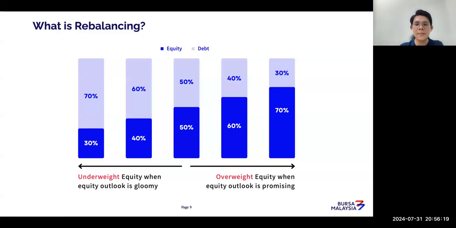But when we see the stock market is very good, the valuation is not very high, it's very cheap, what we do is we sell off our bonds and then use the capital to buy into the stock market, to enjoy the higher potential return from the stock market. So this is rebalancing.